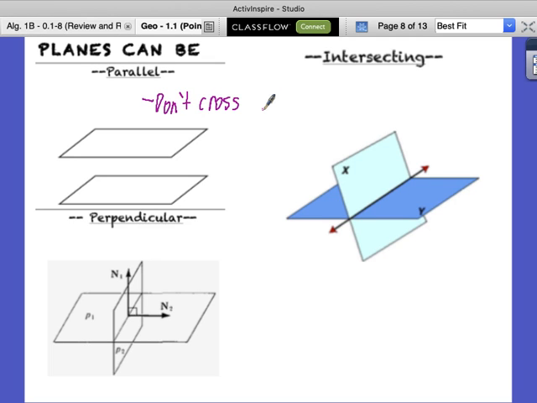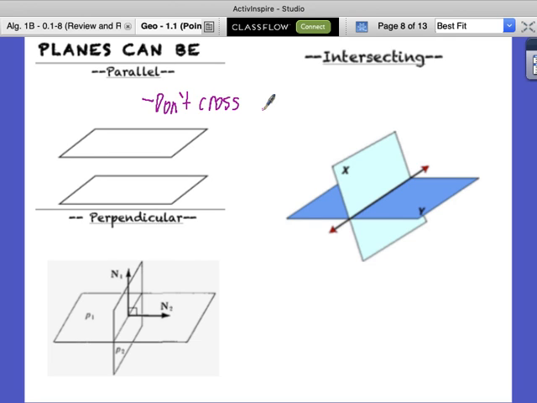So in this room, that'd be like the ceiling and the floor. We'd hope those don't intersect, right? Or the opposite walls, the front wall and the back wall, or the two side walls. With this box, it'd be like the two opposite sides of the box, or the bottom and the top, or the front and the back. Those would all be different planes that are parallel. They never, ever touch, okay?